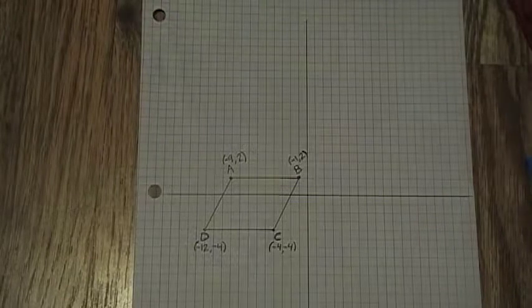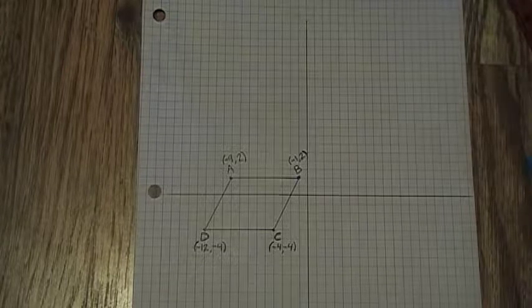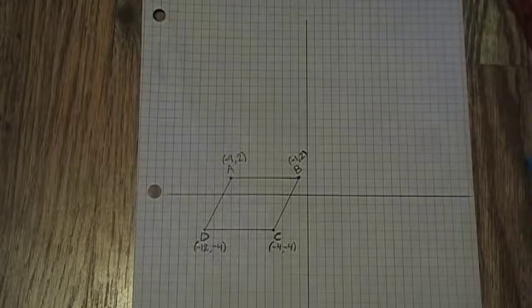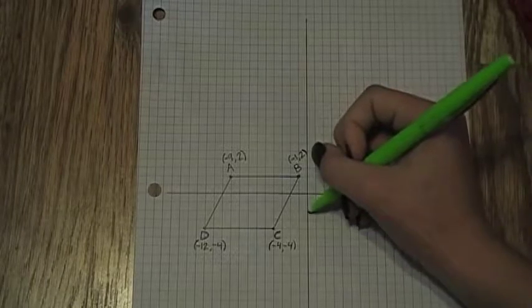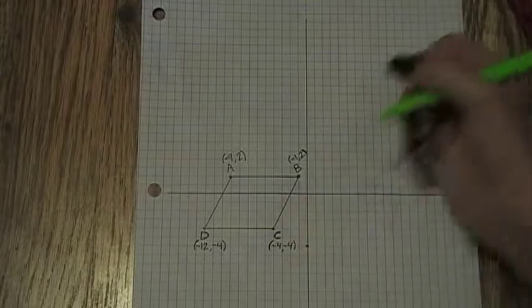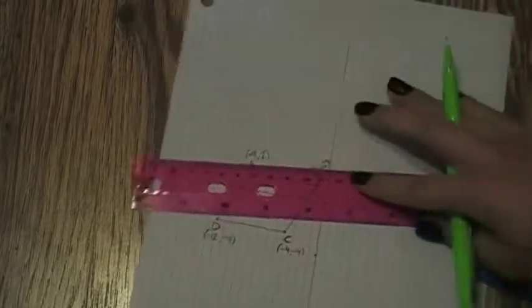Okay, so for my first video, I'm doing a double translation, which would be a reflection to a translation. So I'm starting off with the parallelogram ABCD, and I have my plotted points. So first, I'm going to reflect parallelogram ABCD over the line y equals -6. So I'm going to count -6 down the y-axis, so 1, 2, 3, 4, 5, 6, and that would be my point. So I'm going to draw my line.